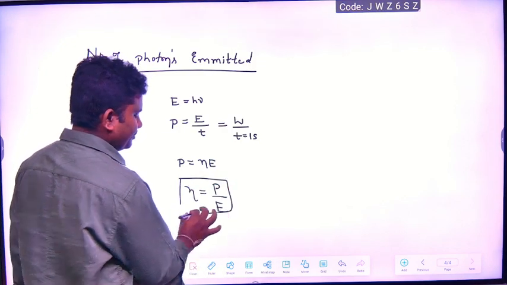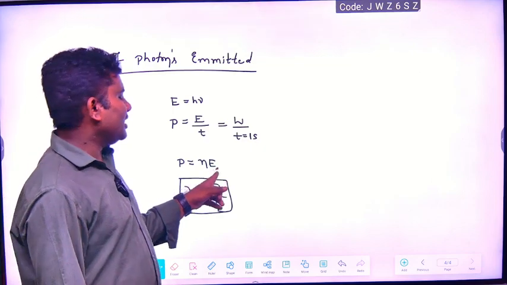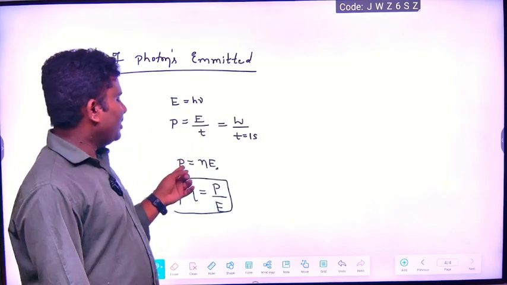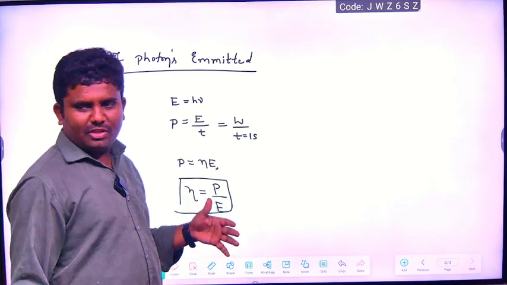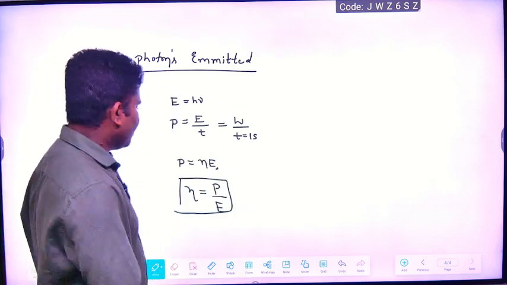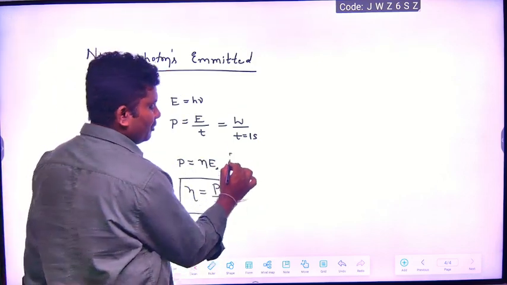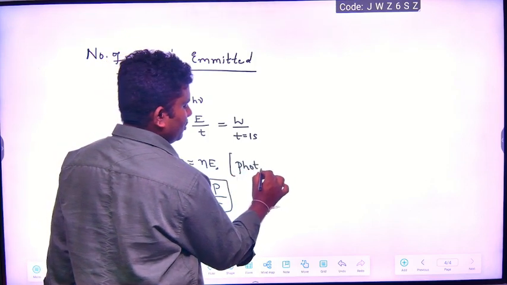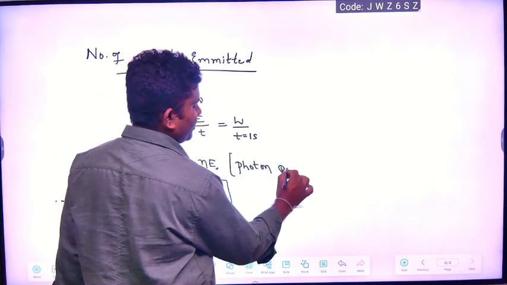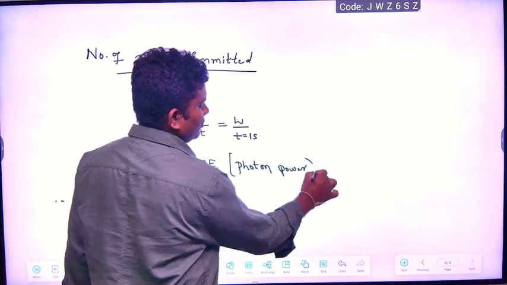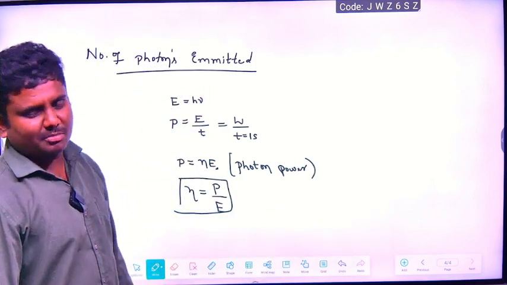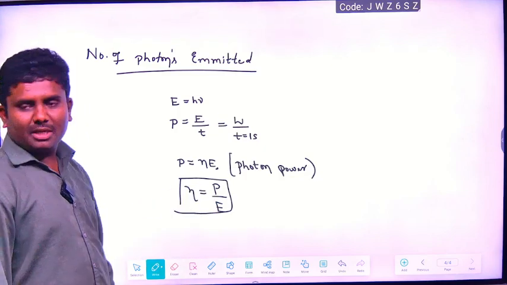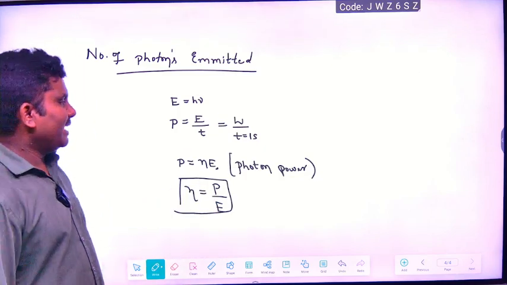Understood? Total energy, E is each photon's energy. And power is n into E, if there are n number of photons. This is what we call photon power. P is what we call photon power, or pressure also. Pressure is different. Power is nE. So the number of photons is power divided by E. Understood?